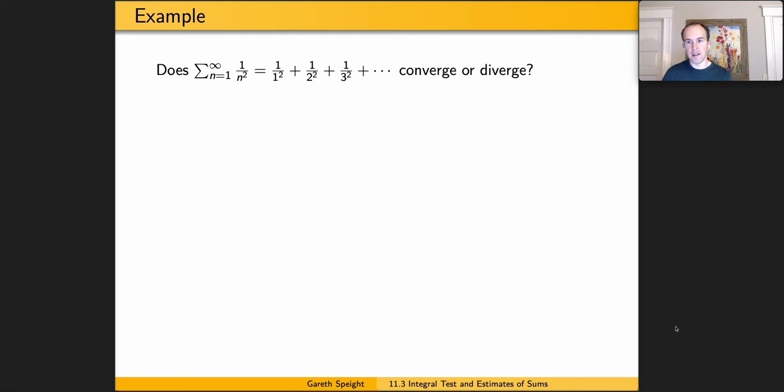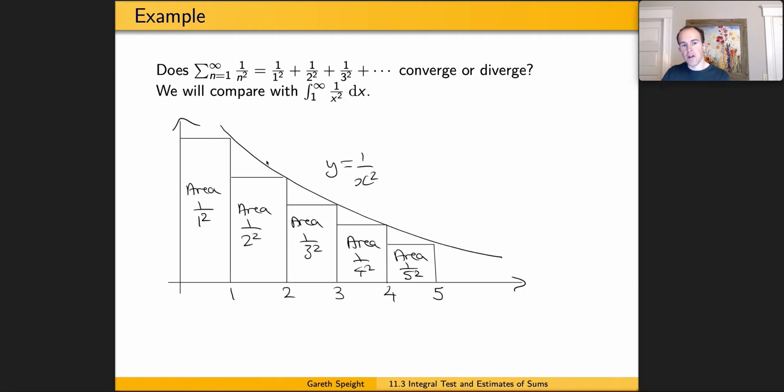So our first example is, does the sum of 1 over n squared converge or diverge? So 1 over 1 squared, 1 over 2 squared, and so on. And we compare it with the underlying function, which is 1 over x squared. Let's see them on a graph. Here is y equals 1 over x squared. And now we're drawing right rectangles in this case. The width of the rectangles is along integer points, so we have a rectangle from 0 to 1, 1 to 2, 2 to 3, and so on.